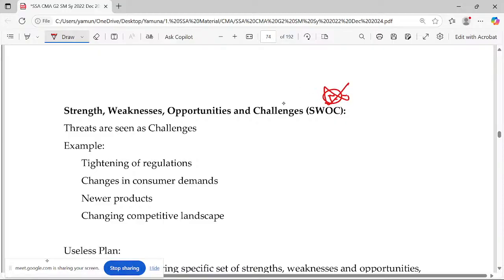Instead of threats, they take it as a challenge. Why are you taking it as a threat? Each and every organization is going to face a trend. They're converting this into a challenge. So threats are seen as challenges. Regulations are tightened, it's a threat. But it's not only a threat for me, for everybody it's a threat, right? Then why do you see it as a threat? You take it as a challenge. You perfectly do everything.